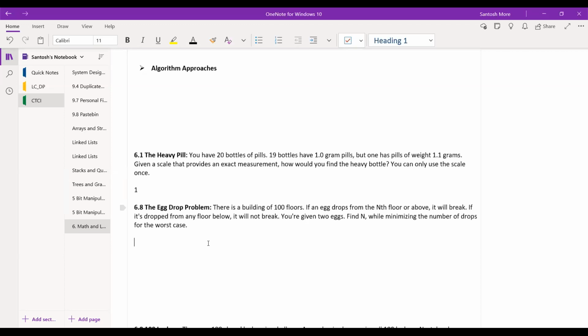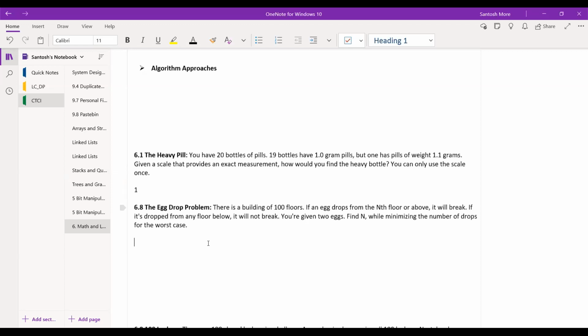So if it is breaking, then the floors above that will all be breaking, and until I hit a breaking floor, I keep going like that if I have only egg one. But if I have an egg two, then I can have more chances, right?